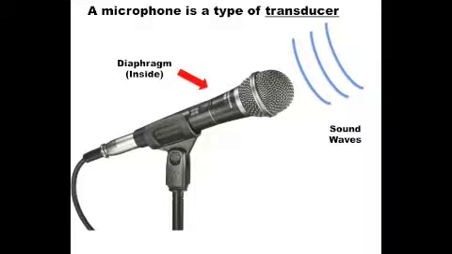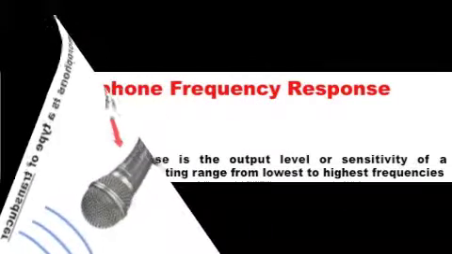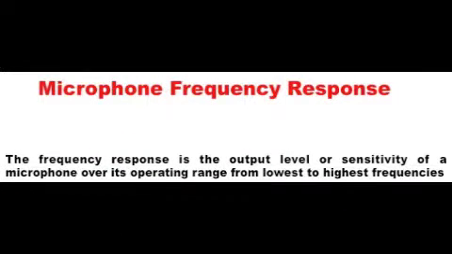As we know, sound waves have different frequencies, and microphones have different sensitivity to these frequencies. So this microphone frequency response is the output level or sensitivity of a microphone over its operating range from the lowest to the highest frequencies. This means that some frequencies are exaggerated and others are attenuated.